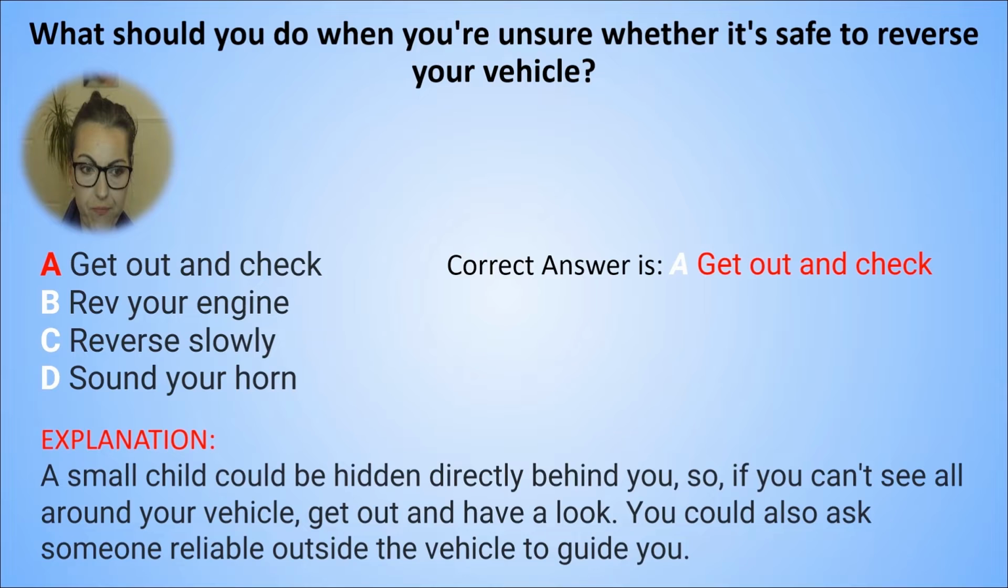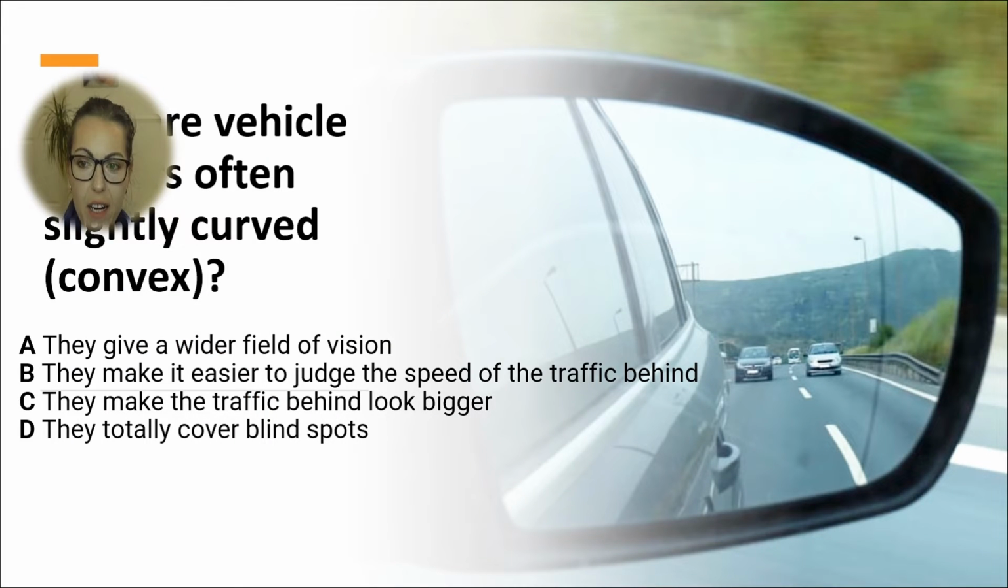Next question. Why are vehicle mirrors often slightly curved or convex? A. They give a wider field of vision. B. They make it easier to judge the speed of the traffic behind. C. They make the traffic behind look bigger. D. They totally cover blind spots. So let's start the countdown. 5, 4, 3, 2, 1.